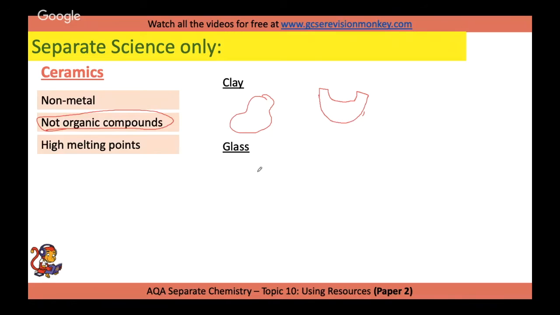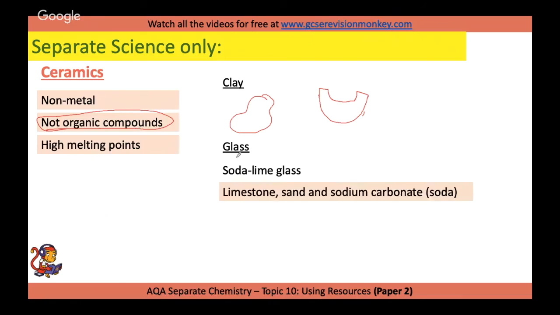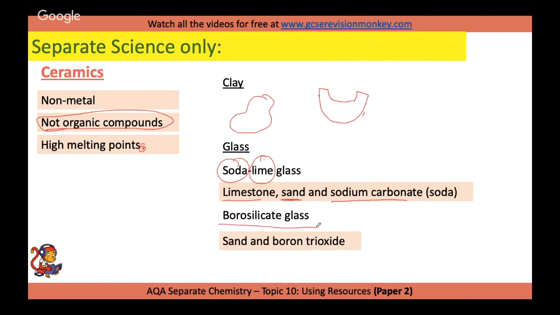Glass is another one. There's two examples that you need to be aware of. It's a ceramic material. There's soda lime glass, which is made out of limestone, hence the lime bit, sodium carbonate, which is the soda bit, and all glass is made out of sand. So limestone, sand, and sodium carbonate. And if you want something with a higher melting point, again, you could make borosilicate glass, which again is sand, which is the main constituent of glass, and something called boron trioxide, which is where the boro bit comes from.